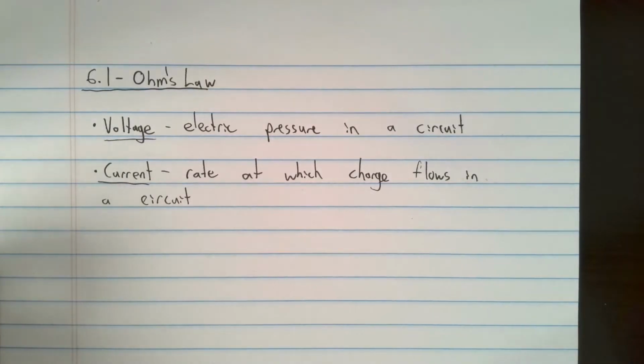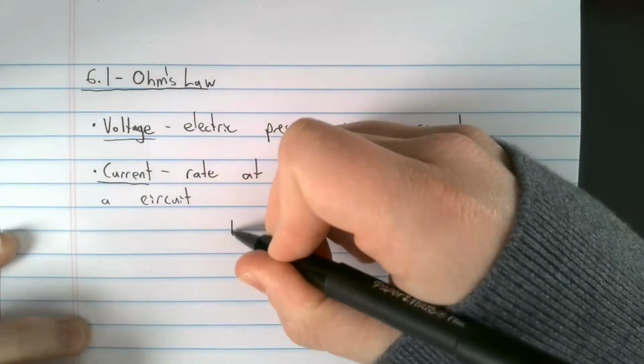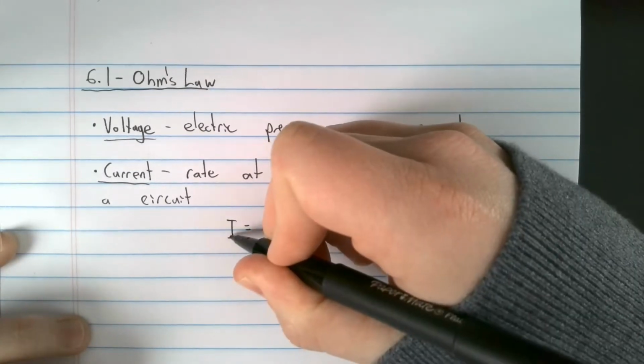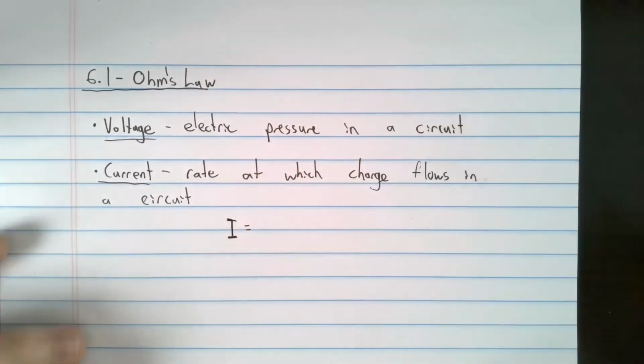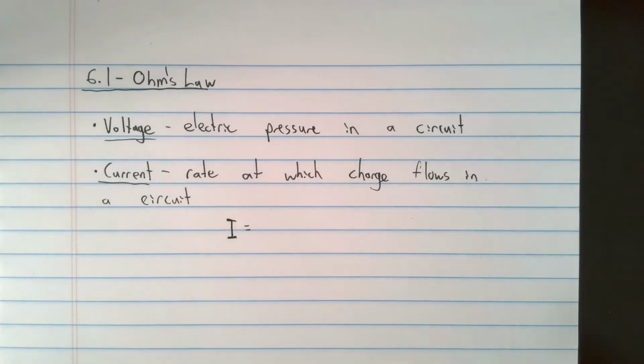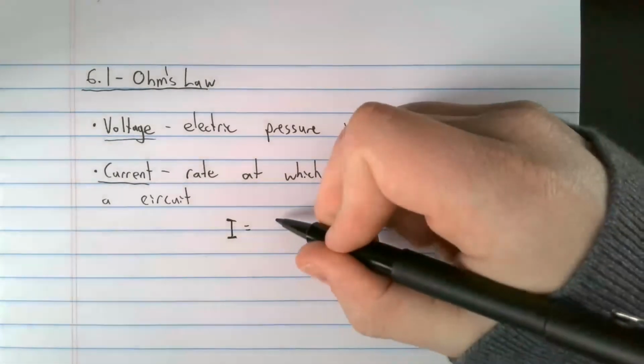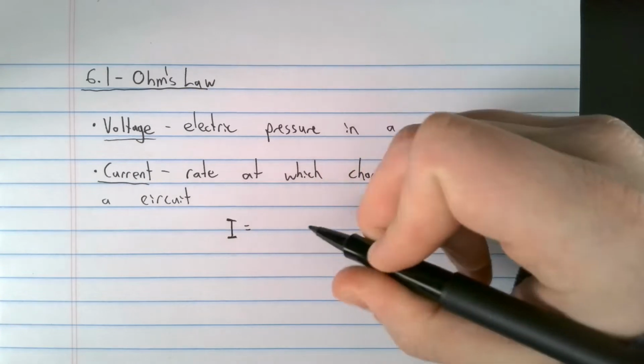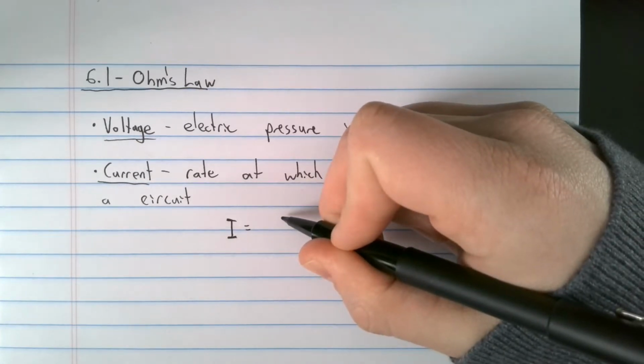There is a special equation for current, and it is just a rate equation, meaning we can kind of see what it's going to be. Speed is the rate at which you cover distance. Current is the rate at which charge passes, so it's similar. Like speed is distance over time, current is Q over T.